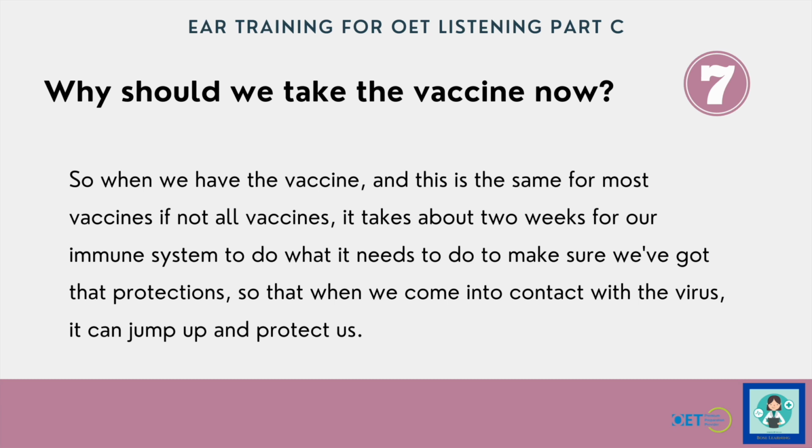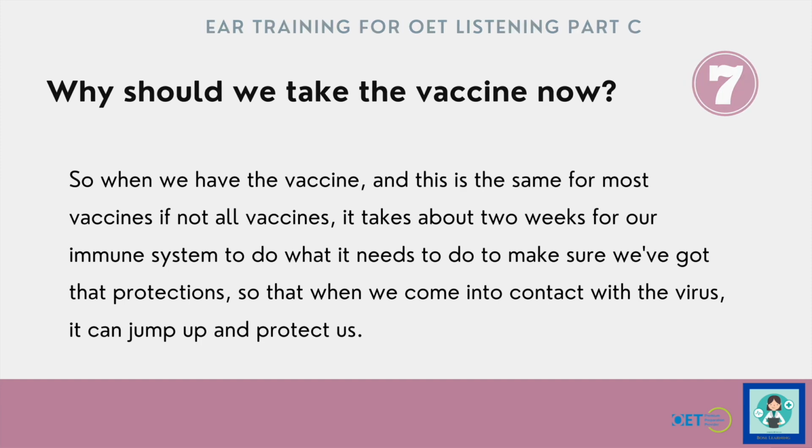Because we need this 2-week protection time for the vaccine immunity to take place, to get started. So when we have the vaccine, and this is the same for most vaccines, if not all vaccines, it takes about 2 weeks for our immune system to do what it needs to do to make sure that we've got that protection. So when we come into contact with the virus, it can jump up and protect us.